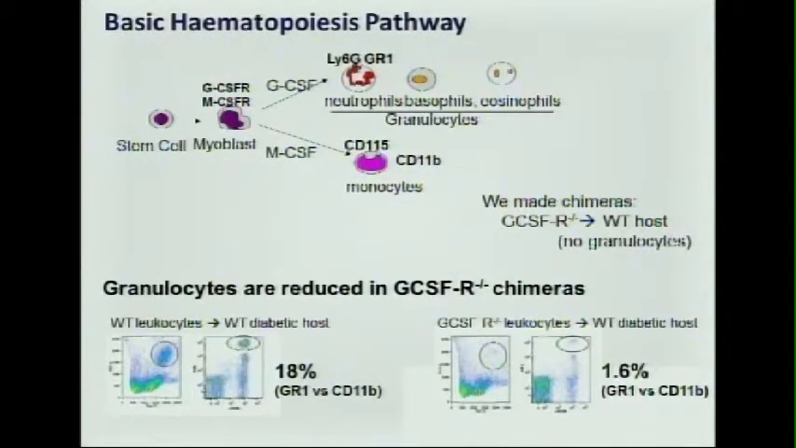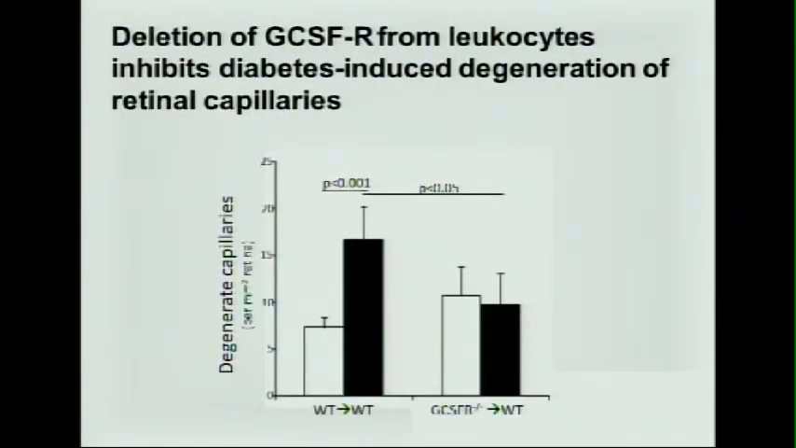And basically, these chimeras work very effectively. They went from about 20% in a normal animal down to a little more than 1% in these chimeric animals. So we basically made a neutrophil knockout. And in those animals, the retinopathy was totally prevented. So the indications are that neutrophils specifically are playing a critical role in the initiation of diabetic retinopathy.